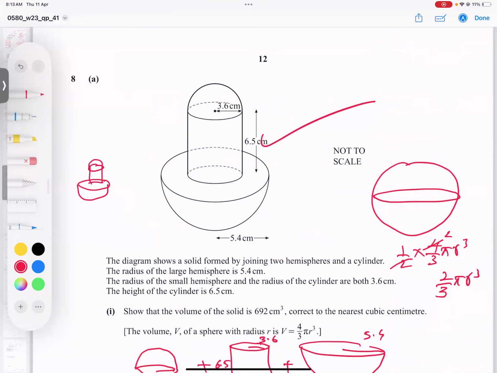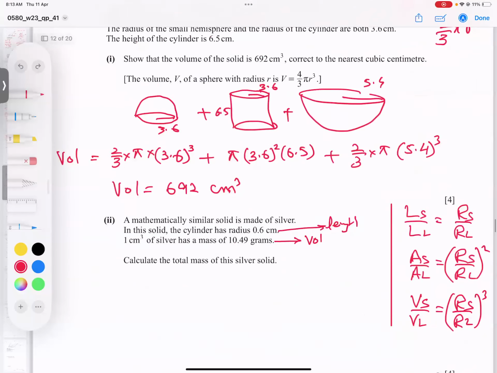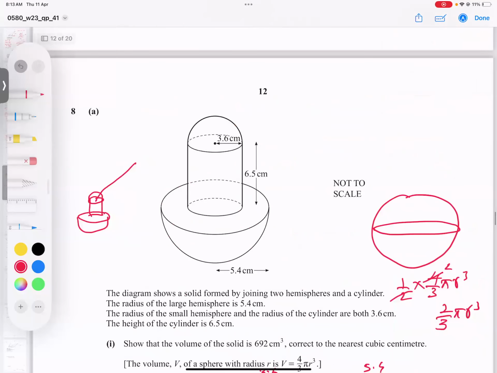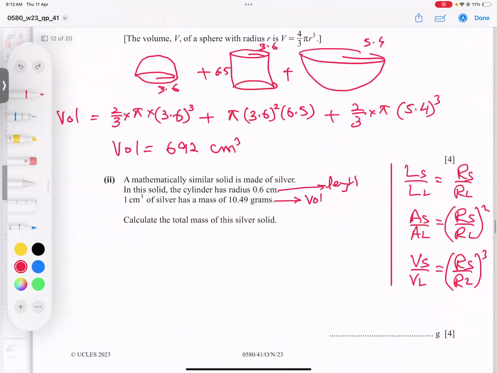Okay. So there's a big object, a small object, and the radius of the smaller object is given as 0.6. So this radius is 0.6. I think we can work on it now.